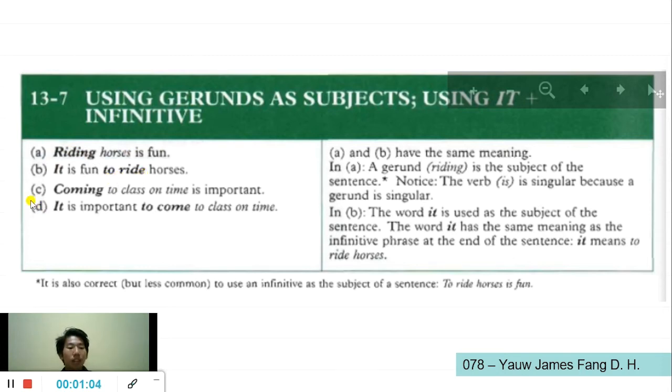Okay, we look at part C. Coming to class on time is important. Okay, the gerund is coming. We can change the sentence using it plus infinitive to be it is important, because the gerund is coming and the infinitive is to come to class on time. How about if the sentence is to ride horse is fun? Okay, it's also correct but less common.